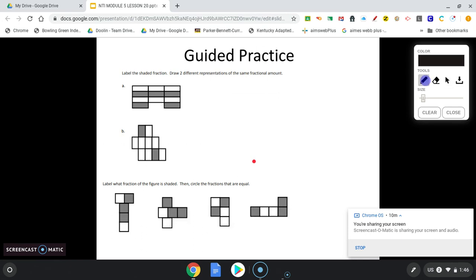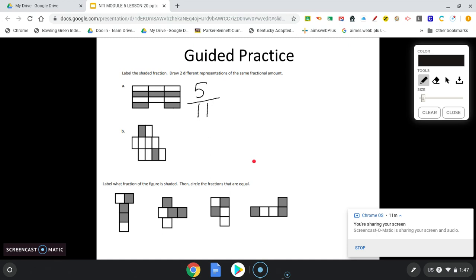Now, guided practice. Let's look at this. What is the fractional unit? What is the shaded part for this fraction? Okay, there's 1, 2, 3, 4, 5 parts shaded in. And then I know there's 3, 6, 9, 10, 11. So 5/11 is shaded in. Now you need to draw a new picture representing 5/11.